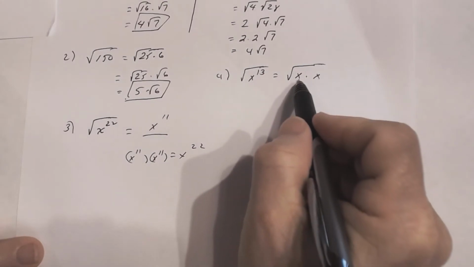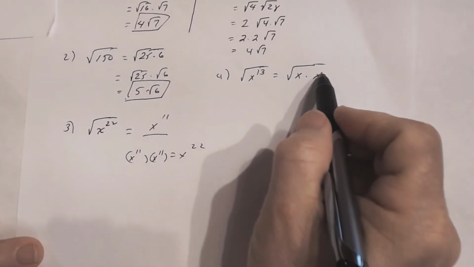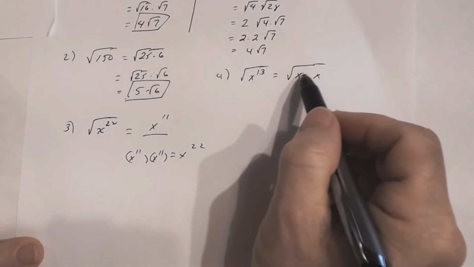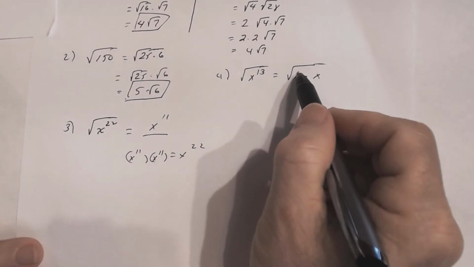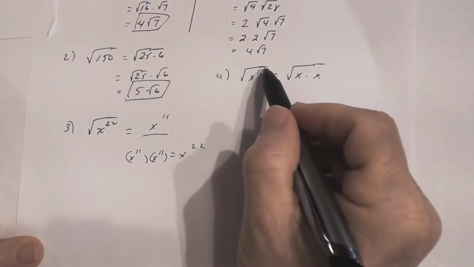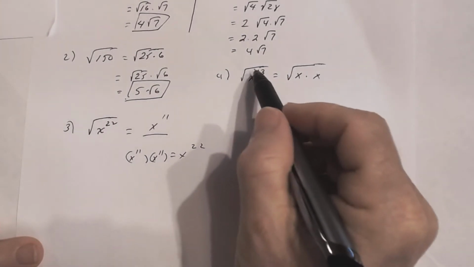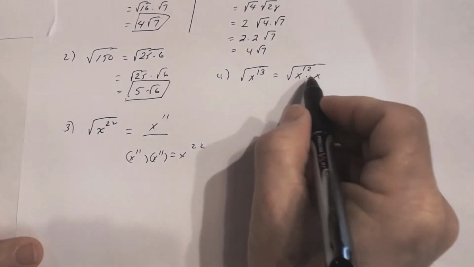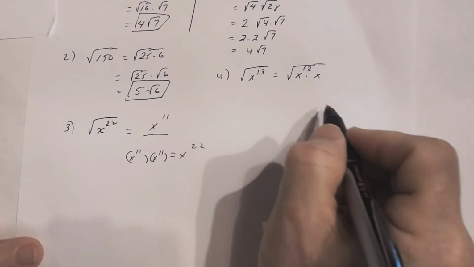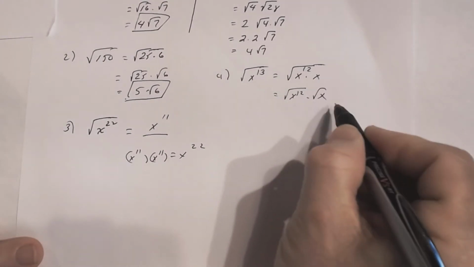And so basically you're asking yourself, x to what even power times x to what odd power equals x to the 13th. Now remember, for the even power you want to use the largest possible. So what's the largest even number that's less than 13 that 2 divides into? It will be x to the 12th. And so x to the 12th times x, because remember that's understood to be x to the first, is x to the 13th. Now using the product rule, we get x to the 12th times the square root of x.